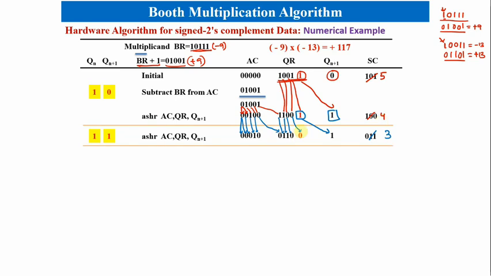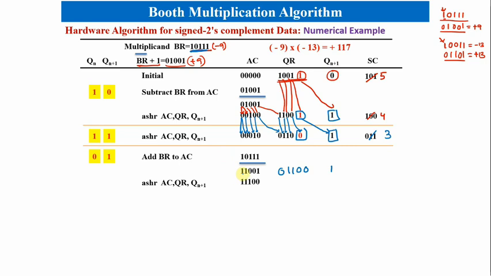Now what is the Qn bit? 0. Qn plus 1 is 1. If it is 0, 1, then what do you have to perform? Adding BR to the accumulator. Now what is BR? Minus 9. Minus 9 is 10111. This is to be added. Whenever it is added, you are going to get 11001. Now for reference I am writing 011001, including this AC and QR, it is to be shifted right.